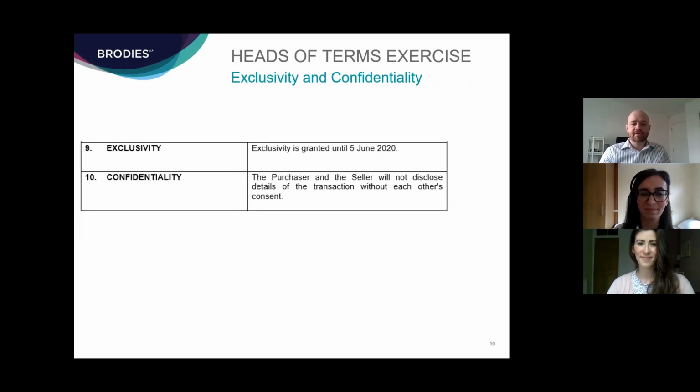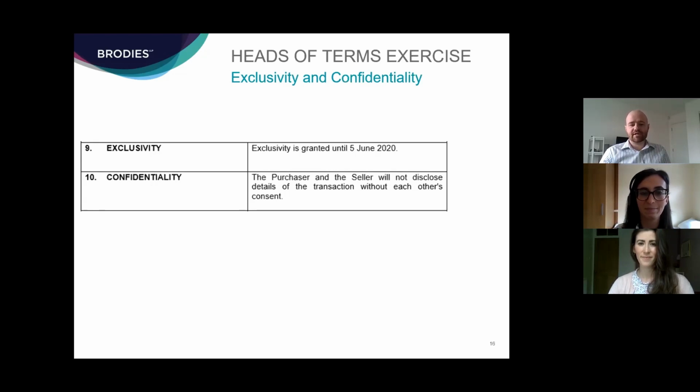Firstly, just on exclusivity, for those of you who don't know what an exclusivity period is, it's the seller saying to a purchaser that once these heads of terms, or once we've agreed terms are issued, I will only negotiate with you for a set period of time. I won't speak to any other parties, I won't negotiate with any other parties, I won't market the property, I'm fully engaged with you, and you've got a set period of time in which to engage with me to conclude a legally binding contract for the sale.